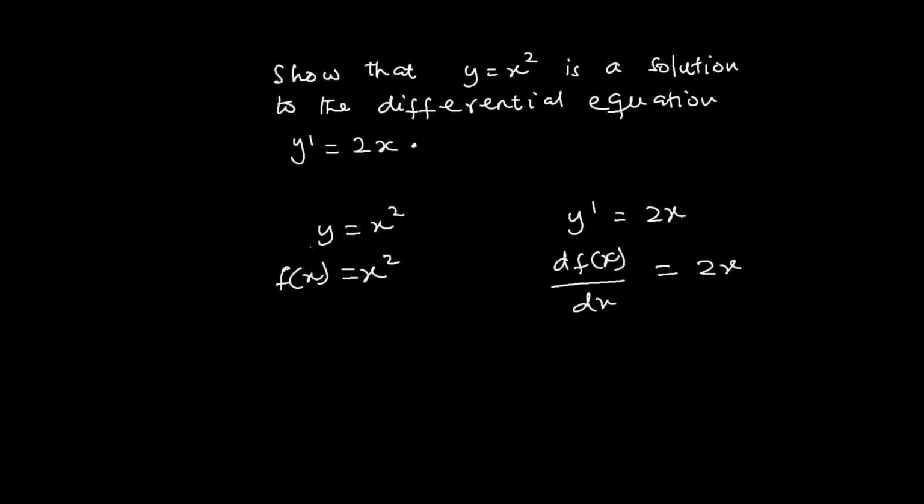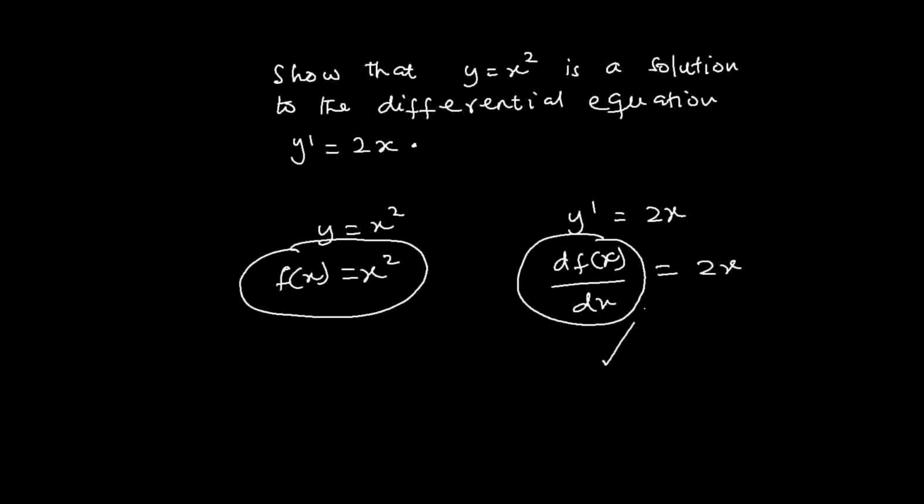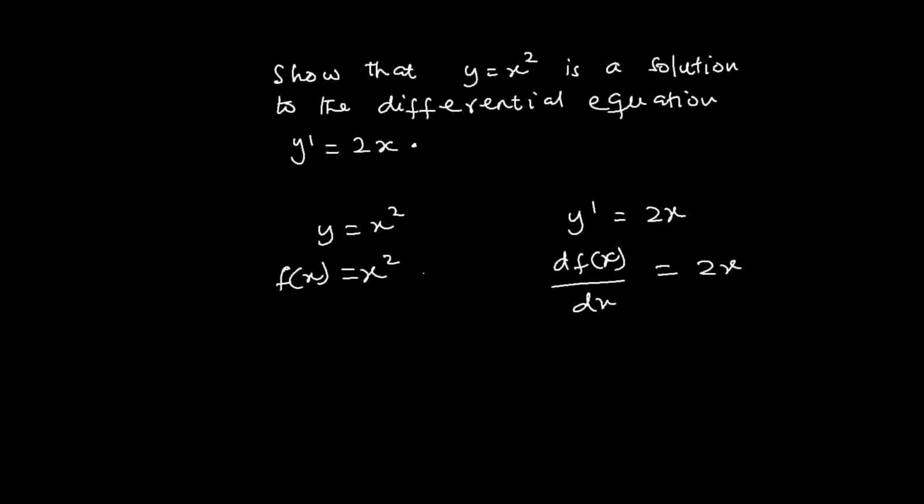So what you have to do is find the first derivative of this function and see whether, when you substitute it in place of this value here, you get the left hand side to be equal to the right hand side. If you get the left hand side equal to the right hand side, then that means the function f of x satisfies the differential equation. So therefore it will be a solution to the differential equation.